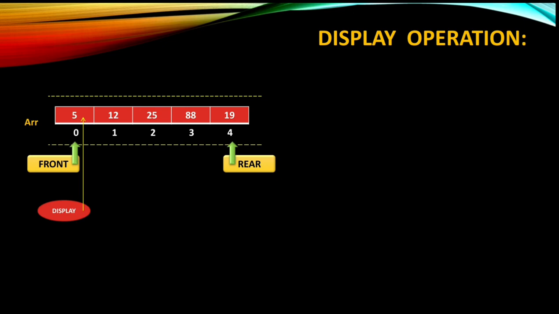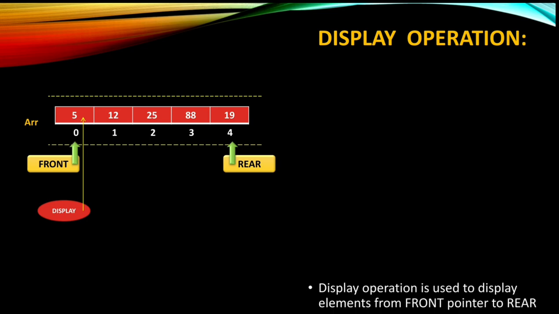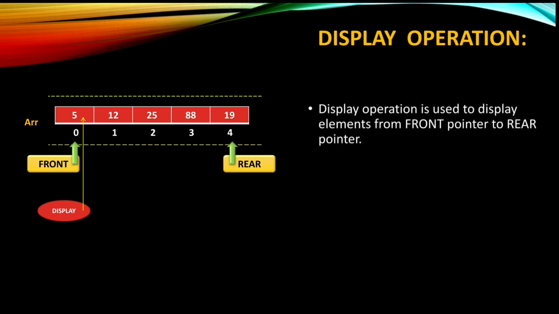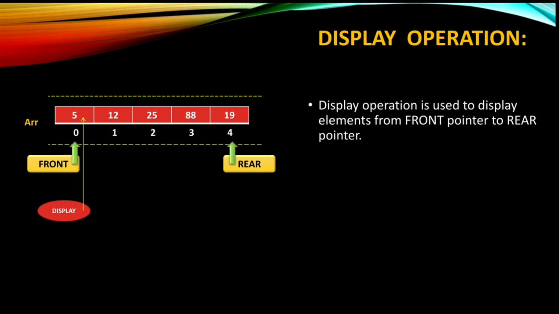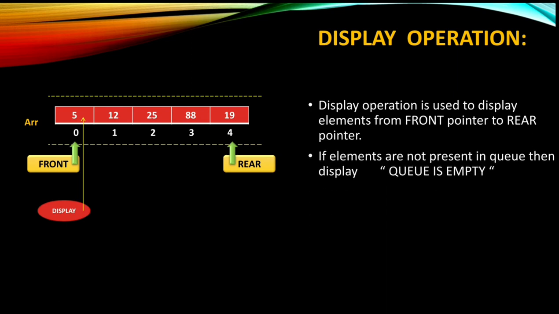You can have few elements also, you can have full queue also. And when we have to display the elements, we have to keep in mind that the display operation is used to display elements from front pointer to rear pointer, means from starting till ending we have to display each and every element. And one more thing, if elements are not present in queue, then you have to display queue is empty. But now with us we are having so many elements, means complete queue we are having. We can display all the elements one by one.